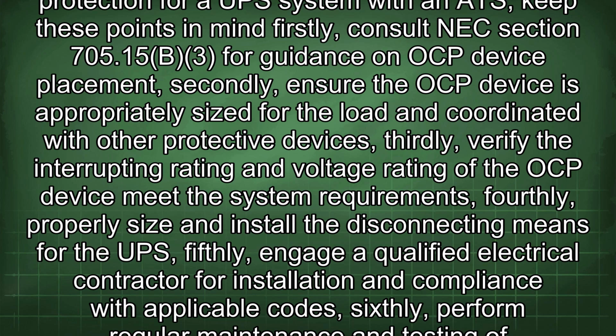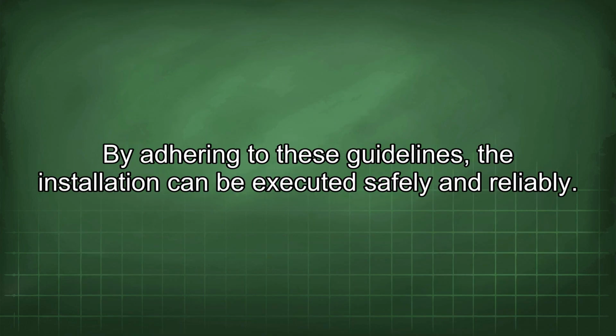Fourthly, properly size and install the disconnecting means for the UPS. Fifthly, engage a qualified electrical contractor for installation and compliance with applicable codes. Sixthly, perform regular maintenance and testing of the UPS system and OCP devices. By adhering to these guidelines, the installation can be executed safely and reliably.